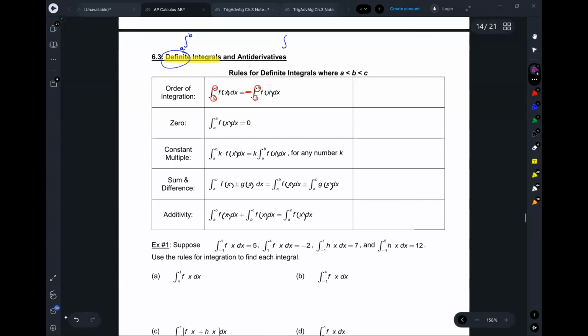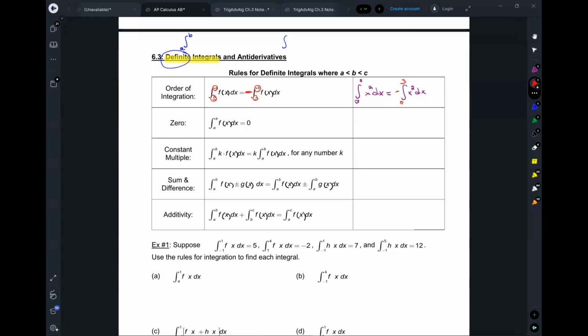So for example, if I have the integral from 3 to 0 of, let's say, x squared dx, and now if I wanted to have the integral of x squared dx again, but this time from 0 to 3, so switching those, I have to have a negative in front.